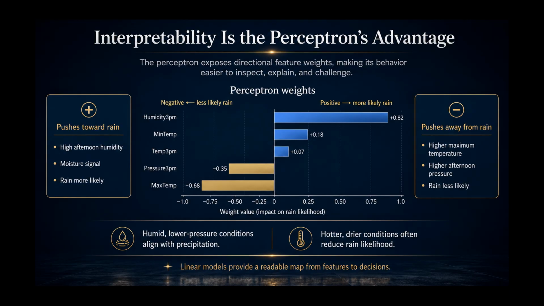The Perceptron also gives an interpretable view of the decision. Humidity at 3 p.m. has the strongest positive weight toward rain. Maximum temperature has a strong negative weight. Pressure at 3 p.m. also pushes negatively. That aligns with physical intuition. Humid, lower pressure conditions are more consistent with precipitation, while hotter, drier conditions often reduce rain likelihood. This is the advantage of the linear model. Its behavior is easy to inspect.